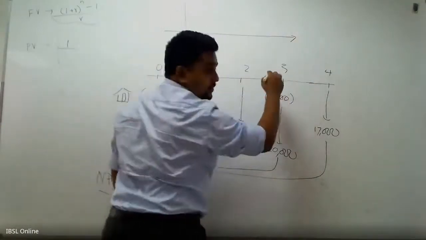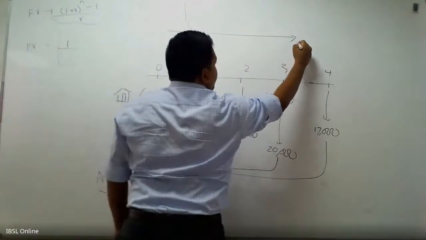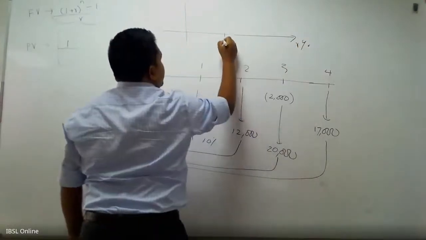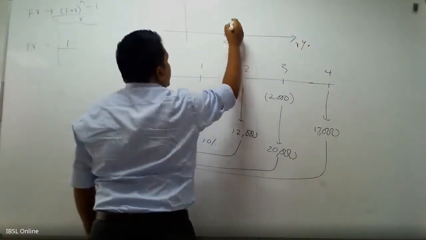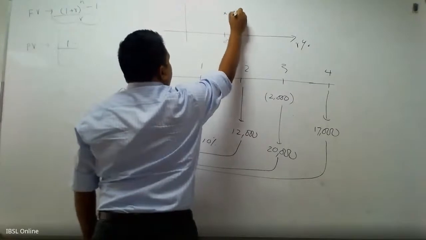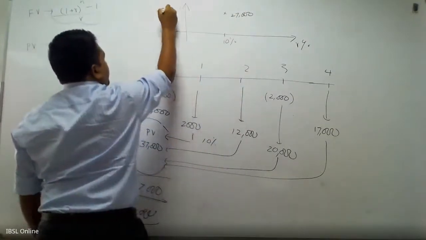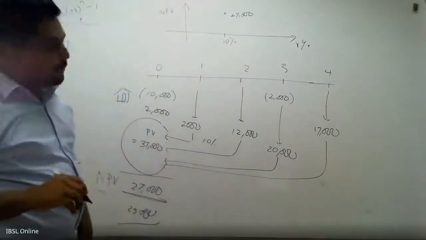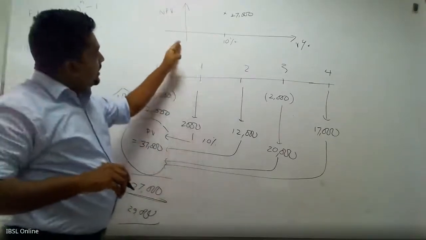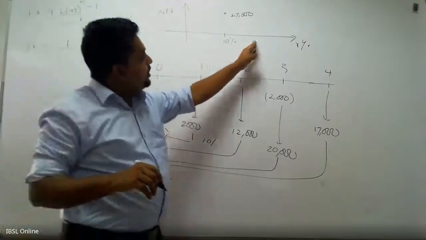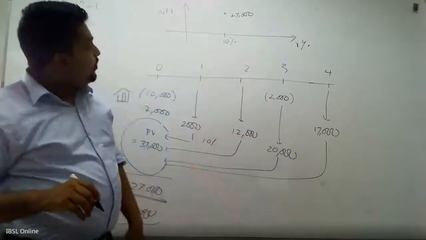I'm going to write R here, interest rate at 10%. I got a positive number, 27,000. This axis is NPV. If I lower the interest rate, I will have a higher NPV.